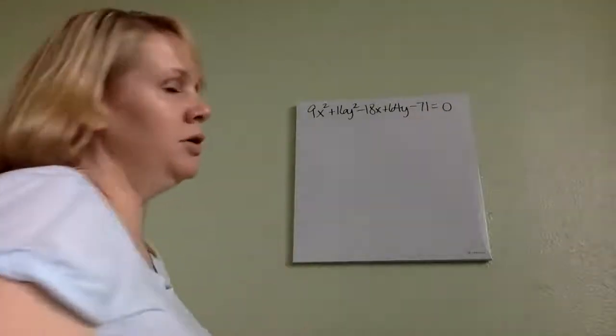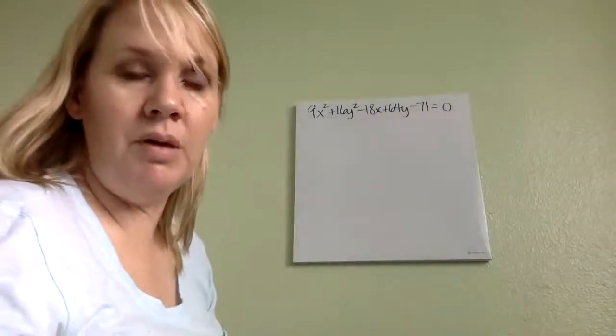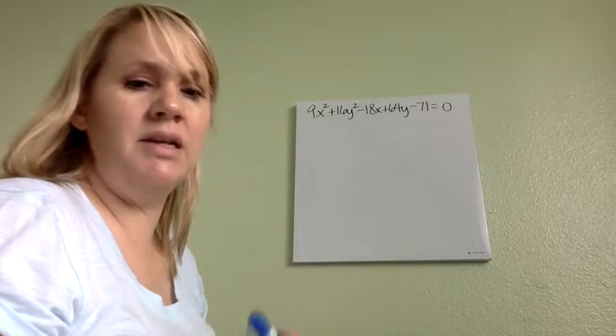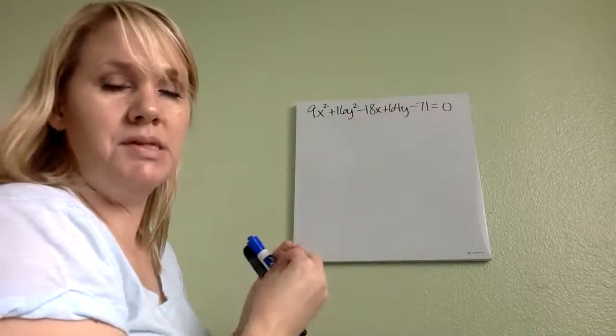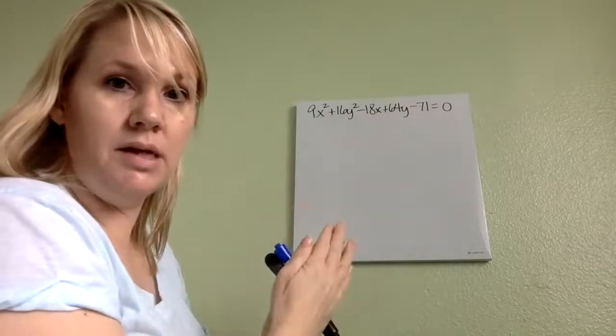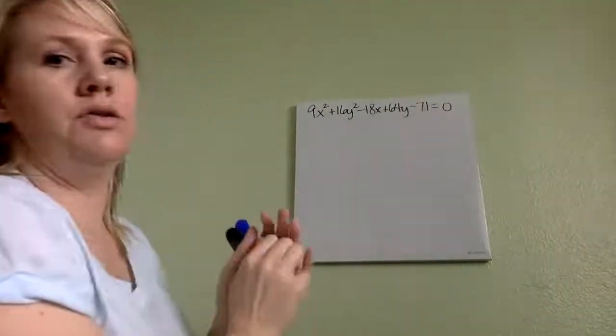Okay, so similar to what we did with the parabola, or I did this with a circle as well, I guess, I'm going to pair up the stuff, the x's together, the y's together, and I'm going to move the 71 to the right side.